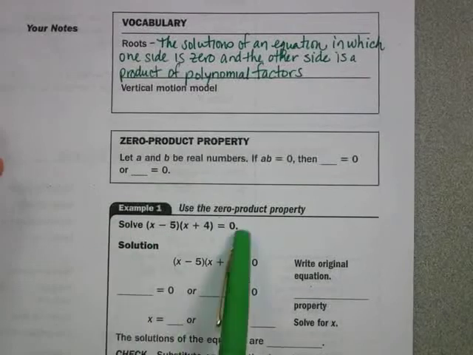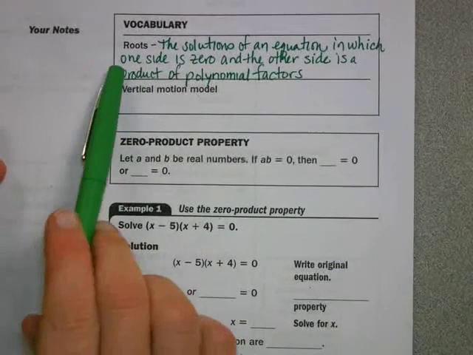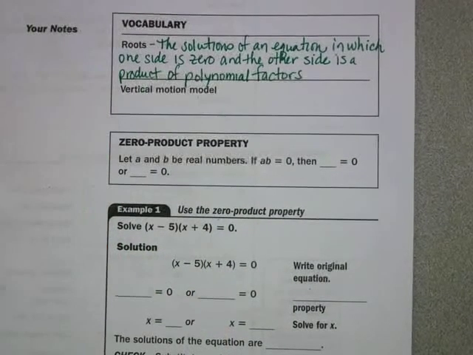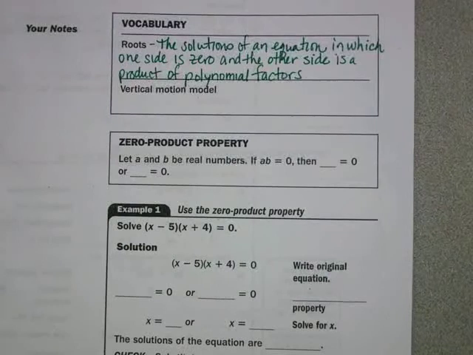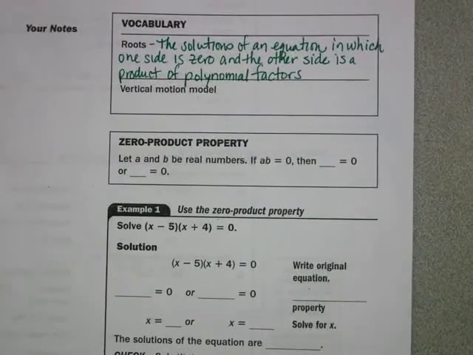So example 1 right here is dealing with this definition, and we're going to find the roots. We're going to find out what numbers make the equation equal 0 when you plug them in for x.